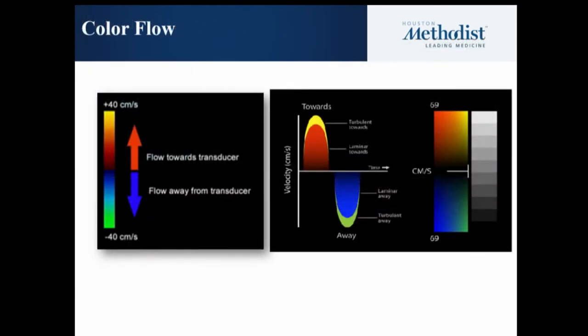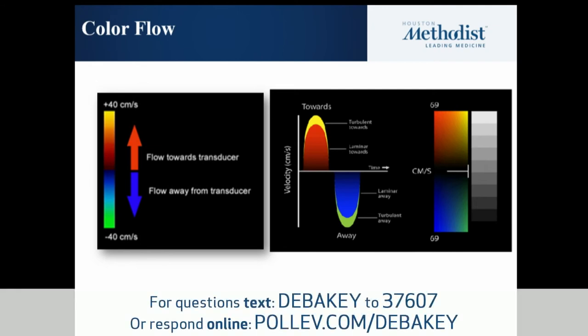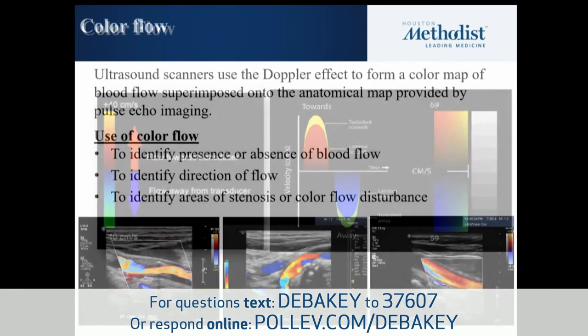Color flow, so moving on to the letter C. You should note that looking at your color key, any color on top, no matter if it's blue or red, would suggest that the flow is moving towards the transducer, and any color on the bottom would suggest that flow is moving away. On the right, we have a slightly varied color scale that looks at color flow turbulence and laminar flow, but it's not something that we commonly see.